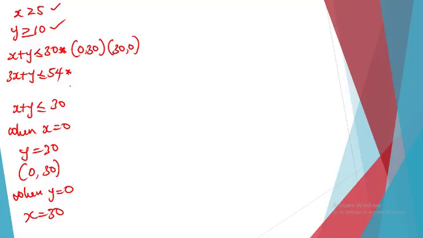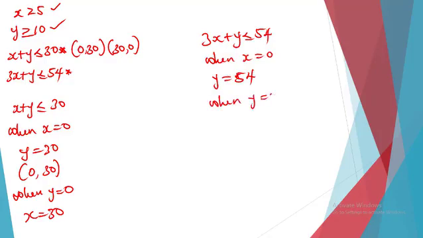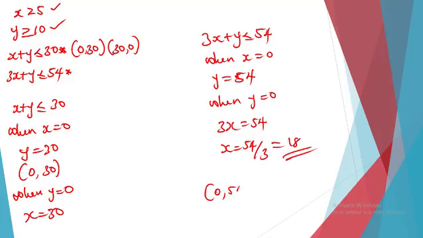Is that correct? Okay, let's go over to the fourth equation, which is 3X plus Y is less than or equal to 54. So when X is equal to 0, then Y is equal to what? 54. Okay, and when Y is equal to 0, 3X is equal to 54, and X is equal to 54 divided by 3. 54 divided by 3, which is what? 18. Okay, so we have our two coordinates to be 0, 54 and 18, 0.